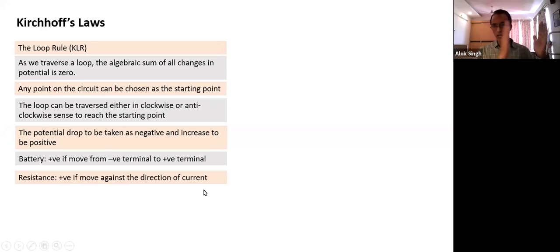It's like moving in the direction of flow of a river: potential energy will always drop. The river flows because of loss of potential energy. Similarly, if current is flowing from A to B, potential energy is dropping. In the direction of current flow, potential drops. Opposite to the direction of current flow, potential rises. That's why it is positive if we move against the direction of current. So we'll take one example.